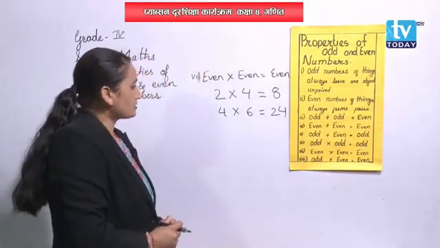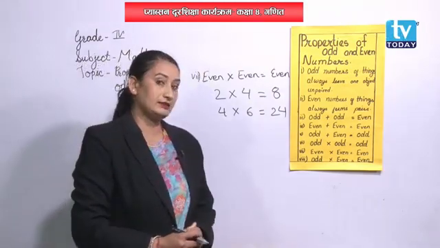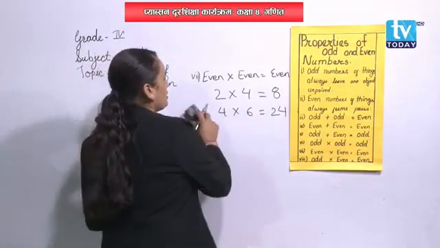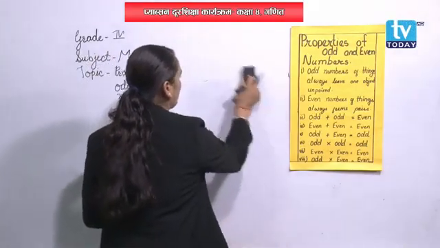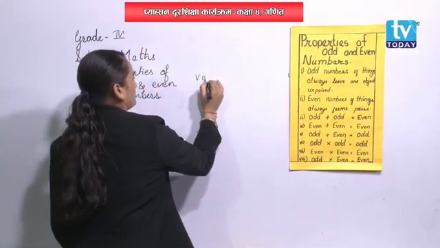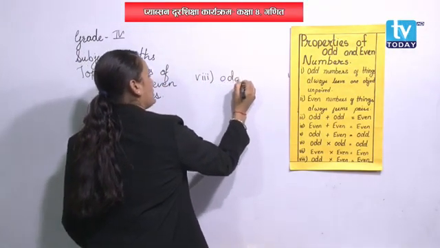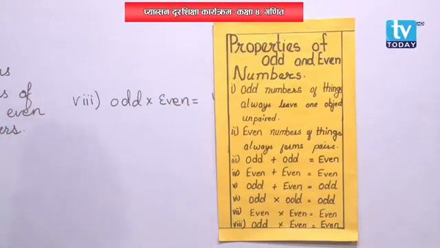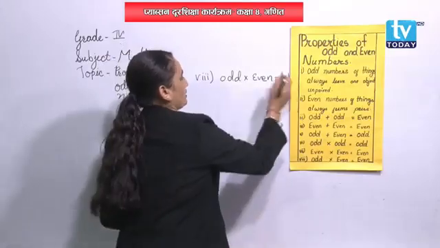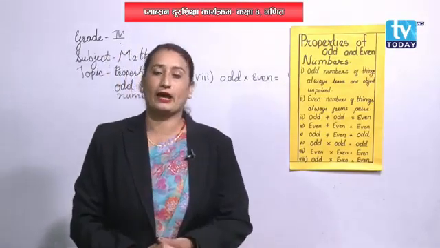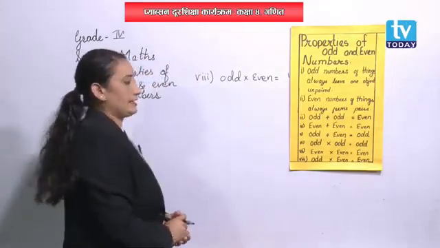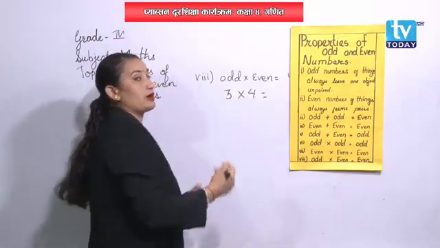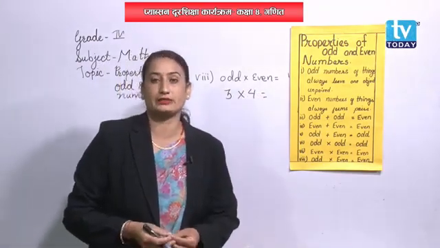Okay, now students, the last one. So the last one is what? We are going to learn about odd and even numbers. If I multiply an odd and an even number, then which number will I get as a product, even or odd? Let's find out. Okay students, let's take the odd number as 3 and the even number as 4. If I multiply 3 into 4, then what will be the answer?